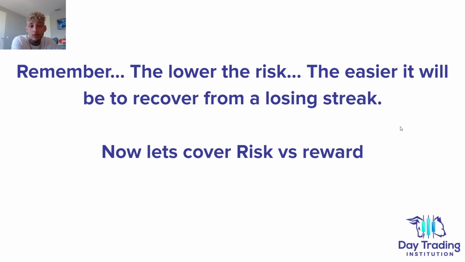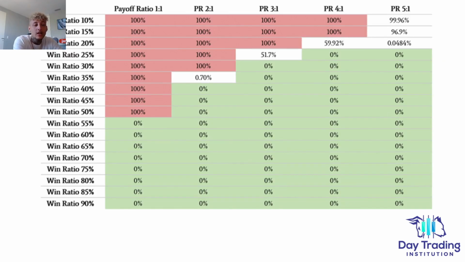Now let's cover risk to reward, which is something that's super important. So here we have a chart of risk to reward. Everything in green means the trader is profitable. Everything in white is going to be around break even.